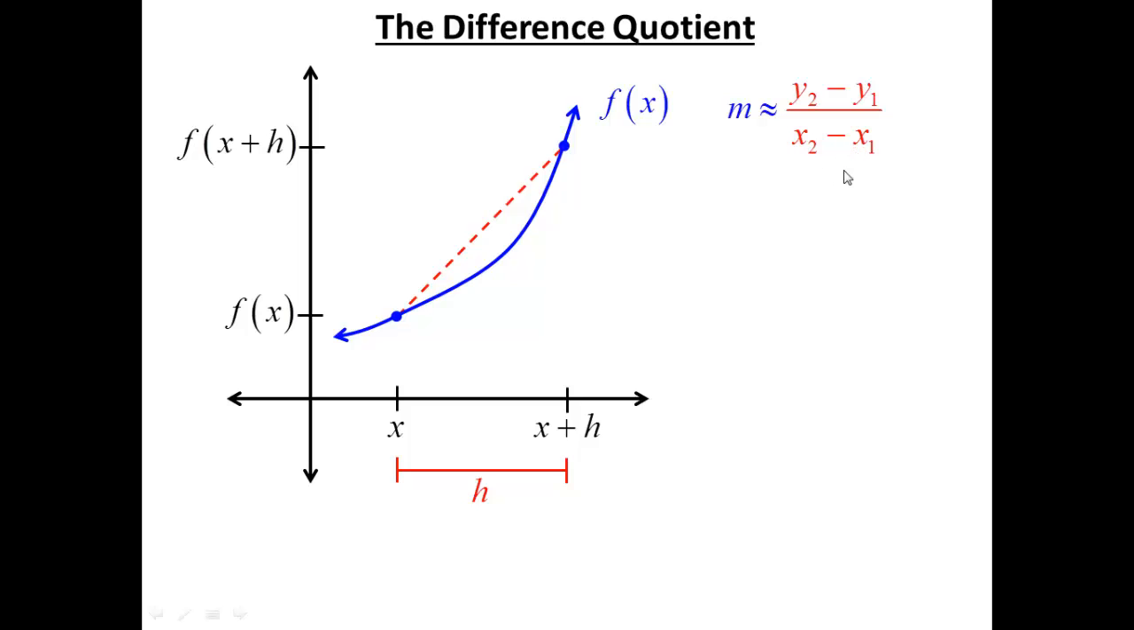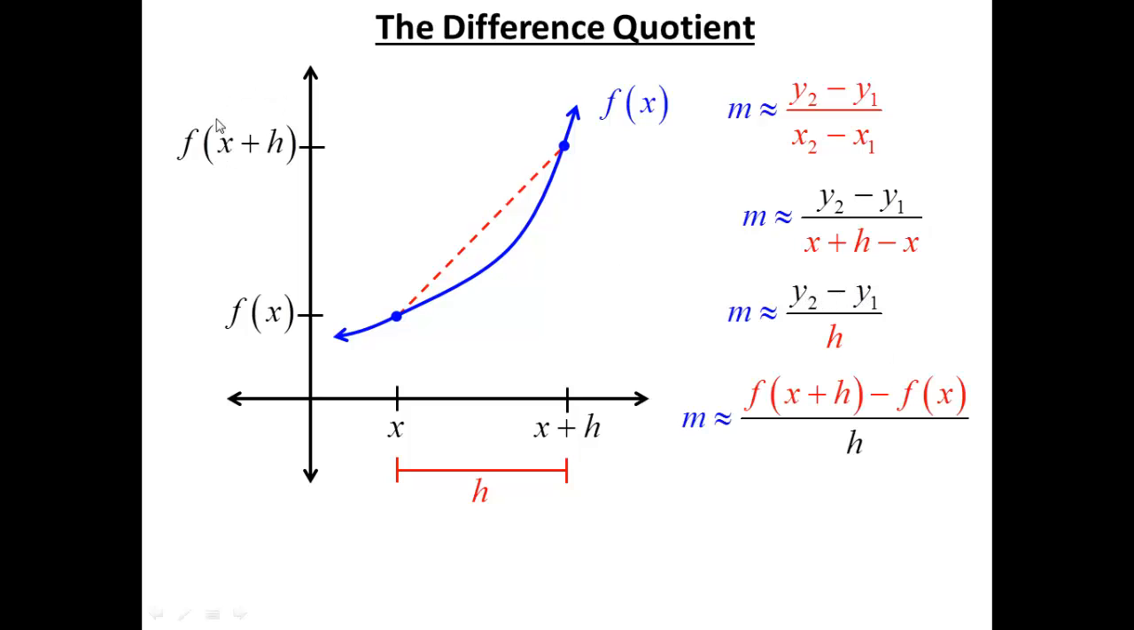Instead of saying x2 minus x1, I can say x plus h minus x. And notice what happens. X minus x is just h, which makes perfect sense because I defined h to be the distance between these two x values. x2 minus x1 represents the distance between those two x values. So it simplifies just down to the single letter h. And on the top, if I do my substitution, instead of saying y2 minus y1, I could say f of x plus h minus f of x.